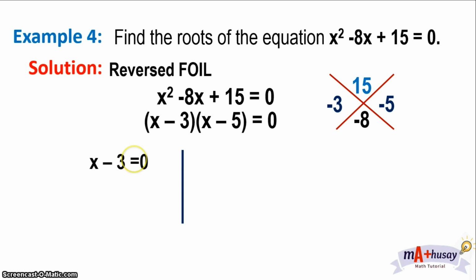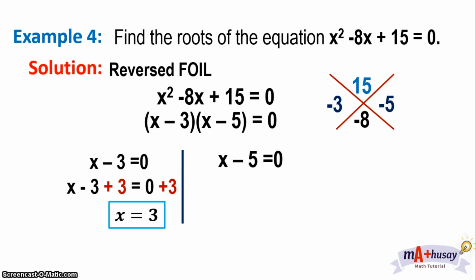Now, we have x minus 3 equals 0. Ang isa naman, x minus 5 equals 0. So, we have to add both sides of the equation ng positive 3. So, to get the value of x, which is equal to 3.